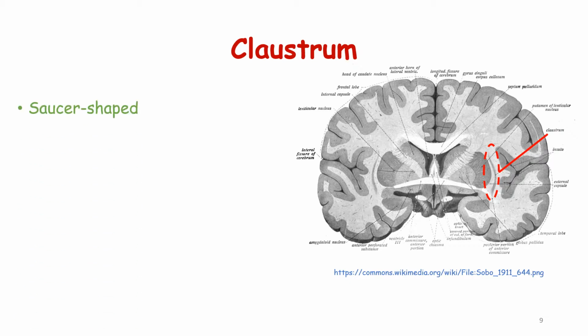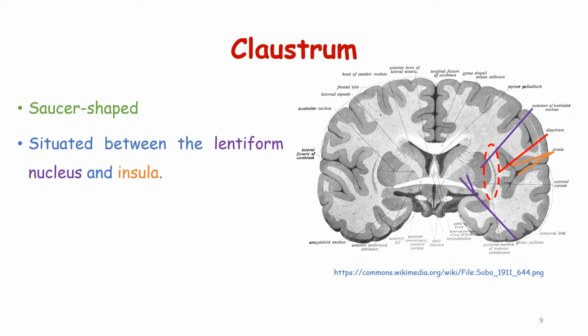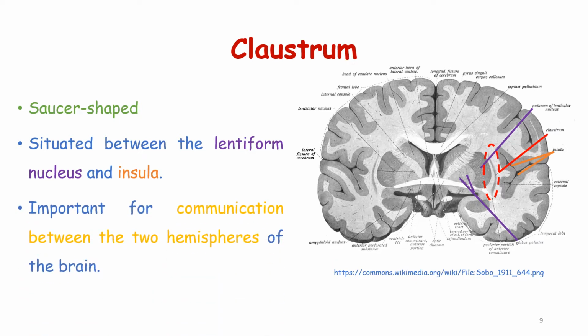The claustrum is a saucer-shaped thin sheet of gray matter. It is situated between the lentiform nucleus and insula. It is separated from the lateral surface of the lentiform nucleus by the external capsule. Lateral to the claustrum is the subcortical white matter of the insula. Functionally, it is important for communication between the two hemispheres of the brain. It helps in multisensory integration.